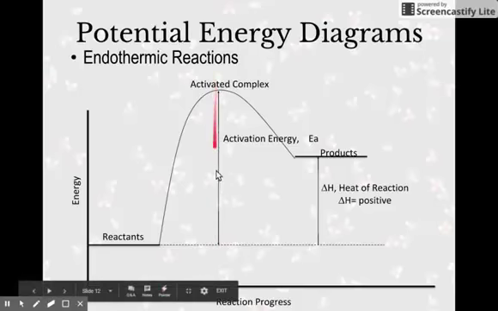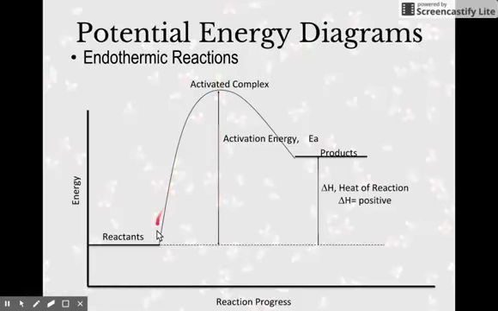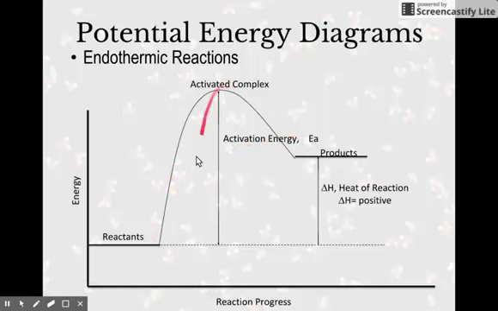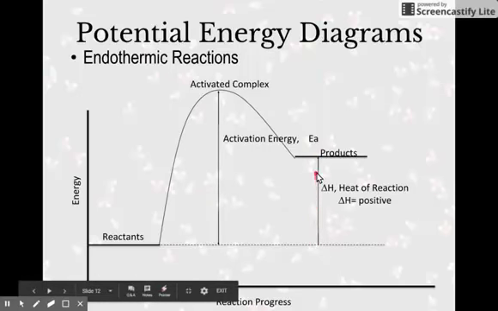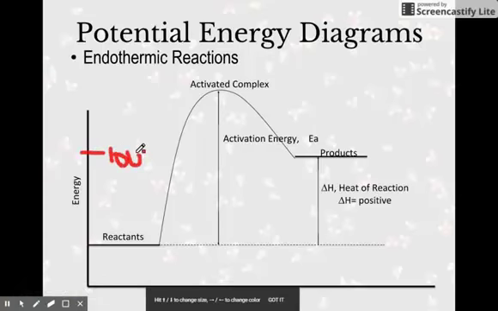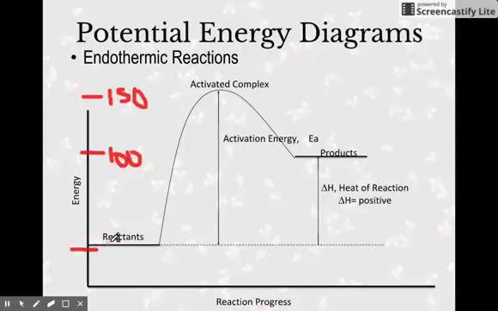If we subtract the two, our activated complex and our reactants, we can get our activation energy required to start our reaction. And again, the difference between our products and our reactants will be our delta H, and this time it will be positive. So let's give this a scale. Let's say we're at 100 here. Let's say this is at 150 at the top of our hill, and let's say this is at 50 again.